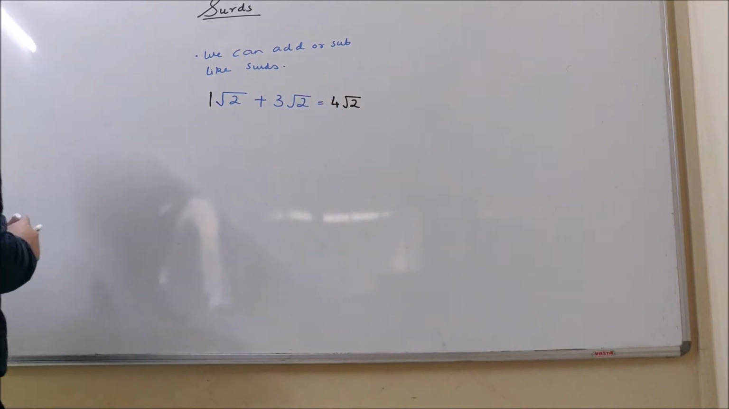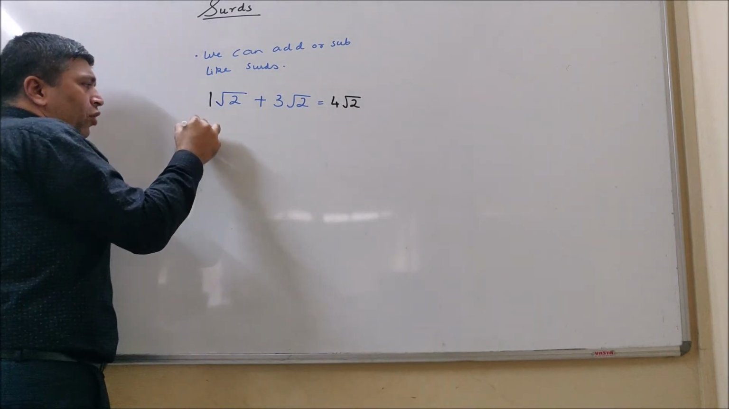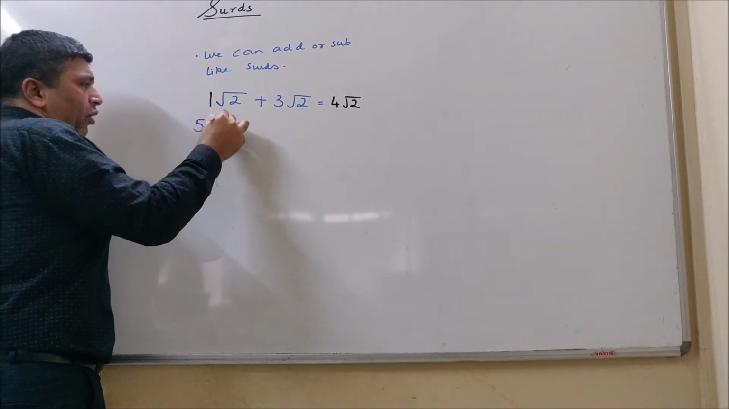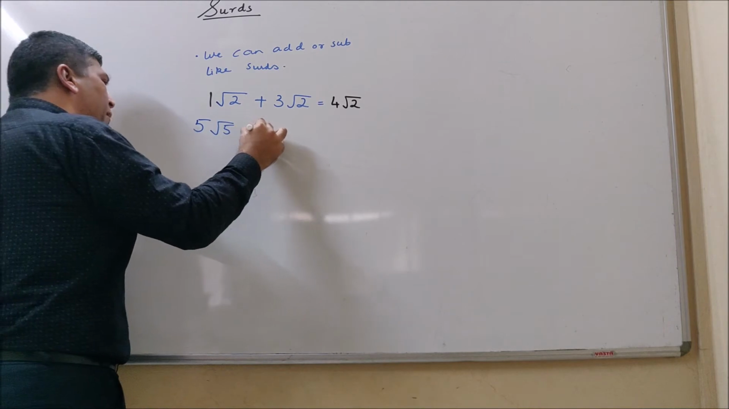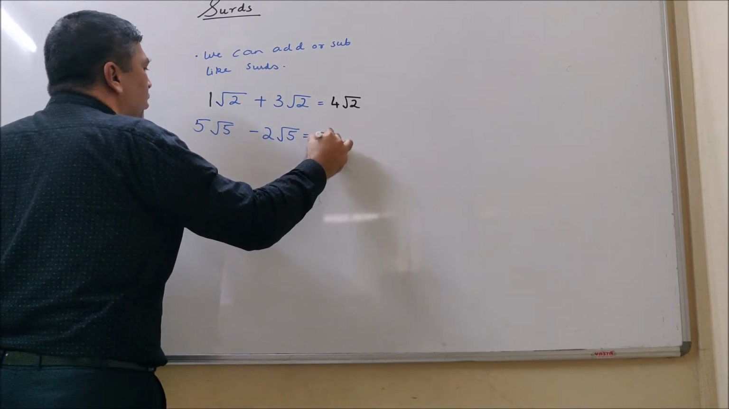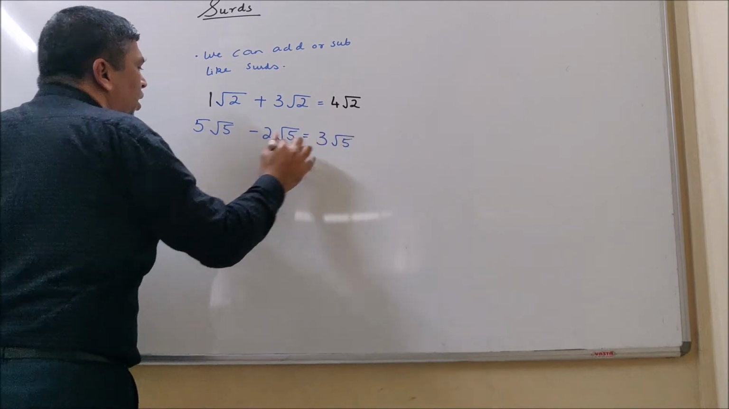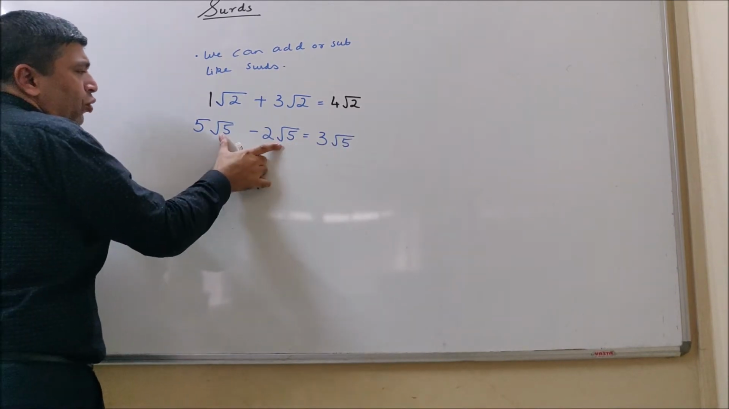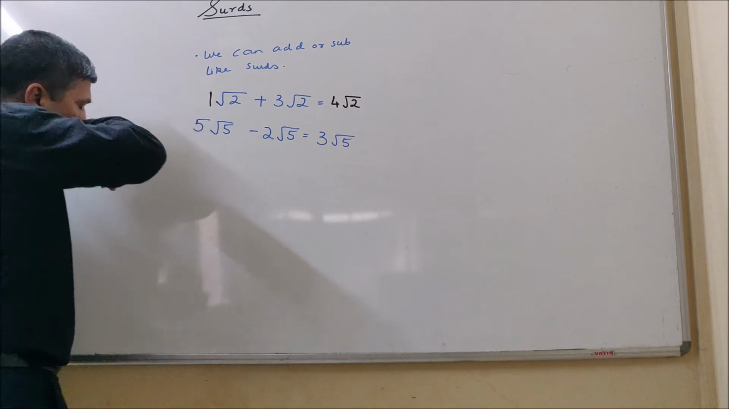Let's take another example. Let's say 5 root 5 minus 2 root 5 will become 3 root 5. See? 5 minus 2 is 3, root 5 is just copied out here.